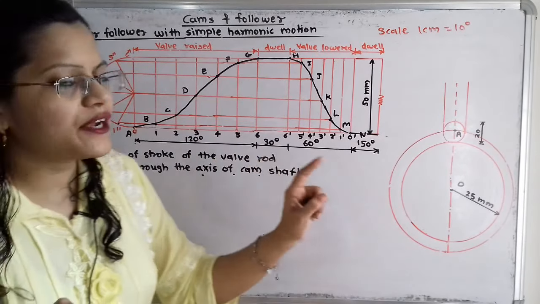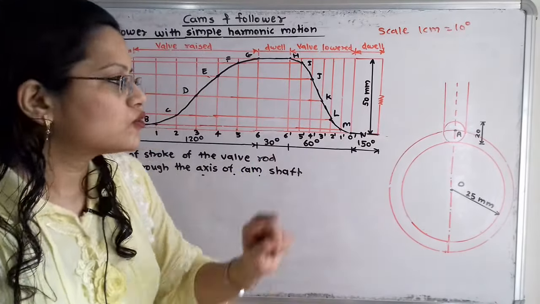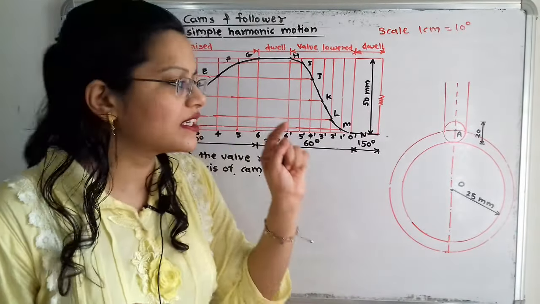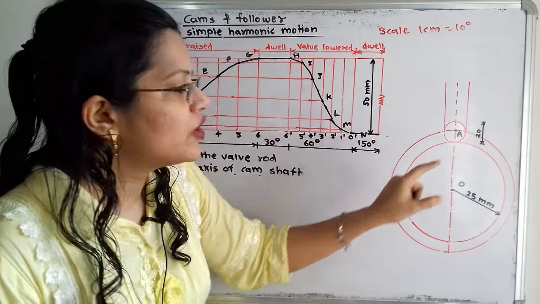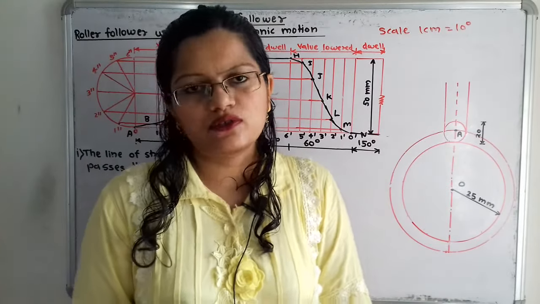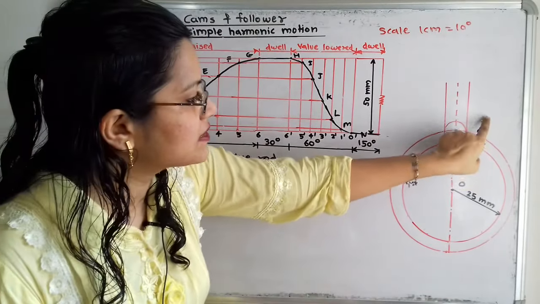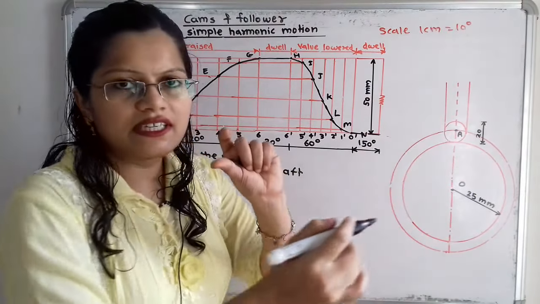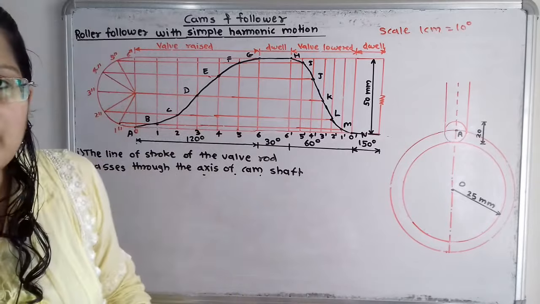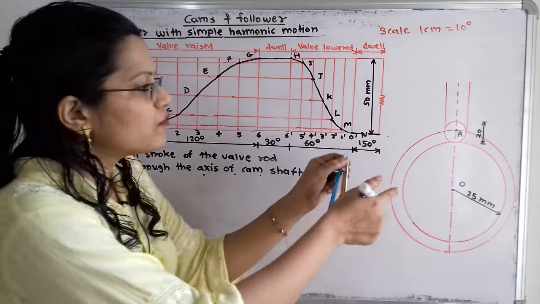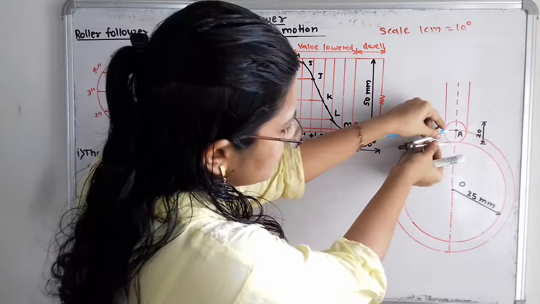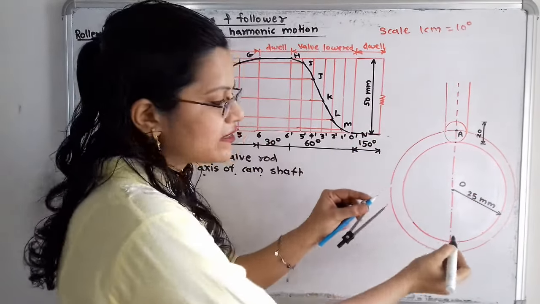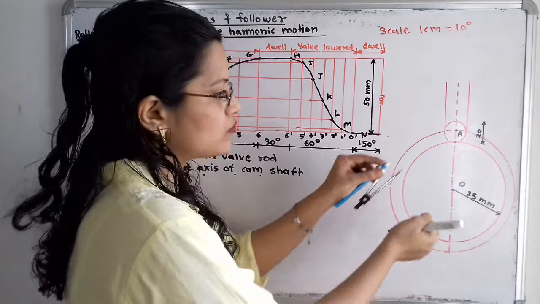And now the line of stroke of the valve rod. So where is the line of stroke of the valve rod? So here this is the roller follower. So here the trace point is the center of this roller. So the dimension is given. So the dimension of roller diameter is given as 20 mm. So we will take here the distance in the compass equal to 10 mm, and from this base circle we will select the point on this line in the form of dash.